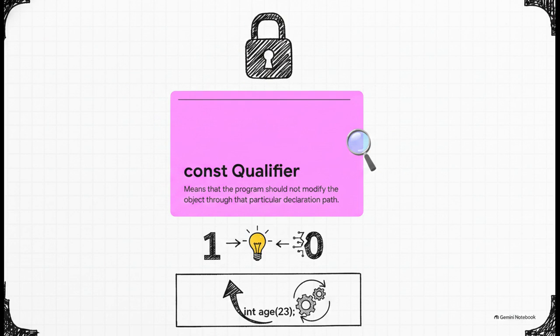Next up is the bool type, which just represents logical true or false. Pay really close attention here. Behind the scenes, true behaves exactly like a 1 and false behaves like a 0. Also, check out that code snippet at the bottom, int age(23). This is called functional initialization. It's just a slicker, more modern C++ way of setting a starting value without even needing to use an equal sign.